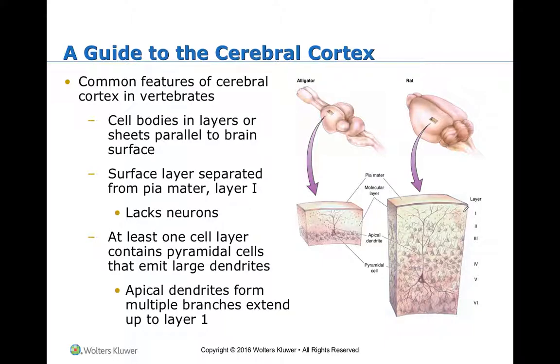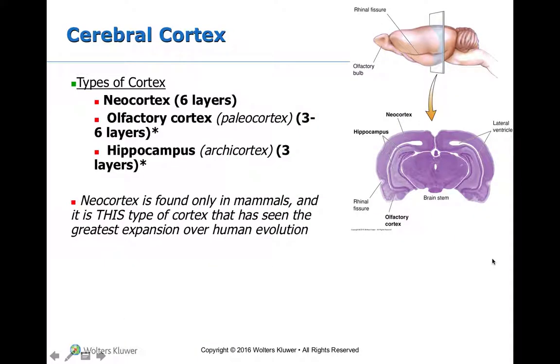And at least one cell layer contains pyramidal cells that help to emit large dendrites. So apical dendrites can form multiple branches and even extend up into layer 1. There are several types of cortices. You have neocortex, which is divided into 6 layers. Olfactory cortex, also known as paleocortex, which can contain 3 to 6 layers. And the hippocampus, which contains 3 layers. Now, neocortex is found only in mammals, and it is this type of cortex that has really been seeing the greatest expansion over human evolution.